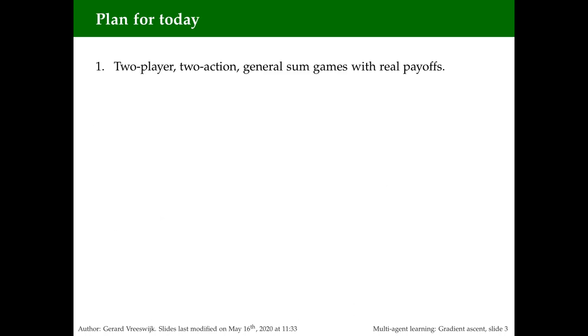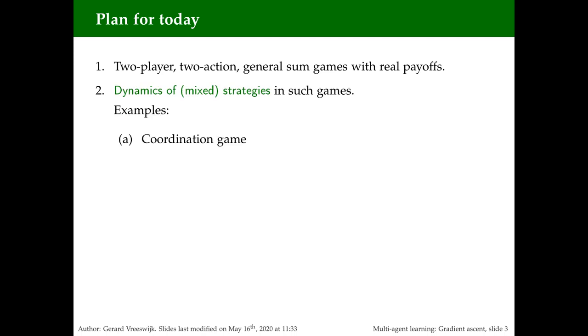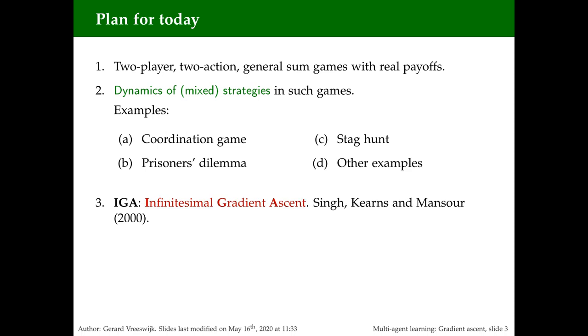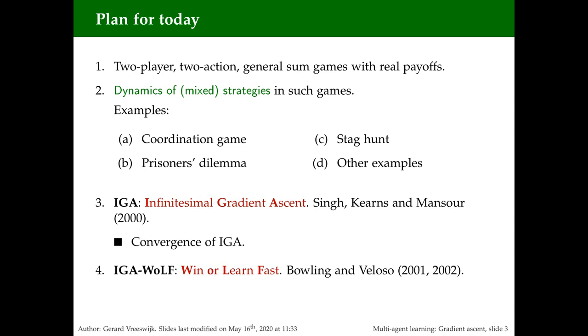So we'll first discuss two-player, two-action general sum games with real payoffs, and discuss the dynamics of mixed strategy in such games, familiar games. Then I will discuss infinitesimal gradient ascent as proposed by Singh, Kearns and Mansour in 2000, discuss convergence results, and then I will discuss IGA WoLF, win or learn fast, as proposed by Bowling and Veloso, and discuss convergence properties.